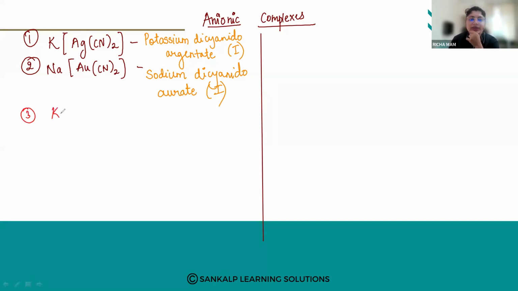Third one, K3[Fe(CN)6]. Yes, Yamuna has also answered the previous one: sodium dicyanidoaurate. Don't make any mistakes in spelling. When you're writing the nomenclature, if any spelling mistake is there, they will directly mark it wrong. So spelling should be correct. Try the third one, students. Let me give you two more complexes.